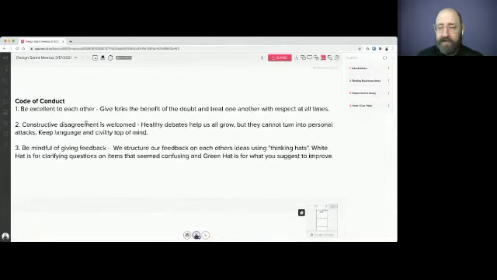I do have a code of conduct for every talk and workshop I do, which is just be mindful. It's basically the Bill and Ted code of conduct, which is be excellent to one another. So when we're sharing out and giving feedback, please be respectful in tone and have constructive disagreement.